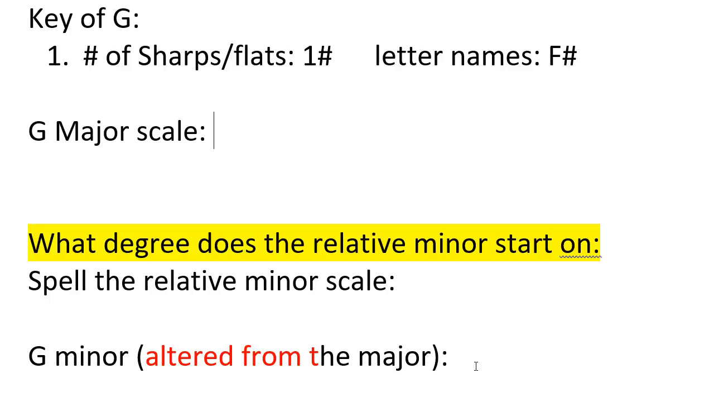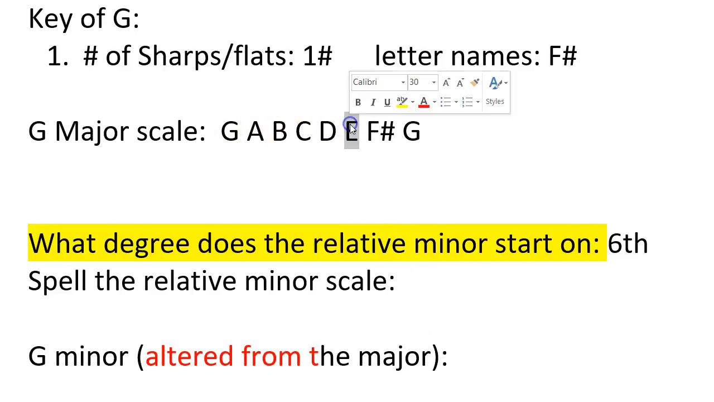Welcome back. Here we go. So to spell the scale, we're going to go from G to G. G, A, B, C, D, E, F, G. We add our sharps in. 1 sharp, F sharp. What degree does the relative minor start on? For every single one of these, it's going to be the 6th scale degree. So if you go 1, 2, 3, 4, 5, 6, that's E. Make that a different color for now.